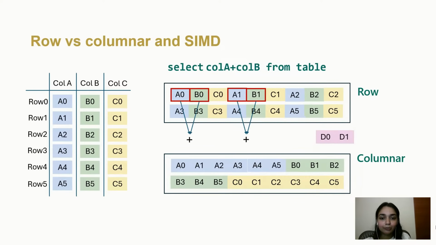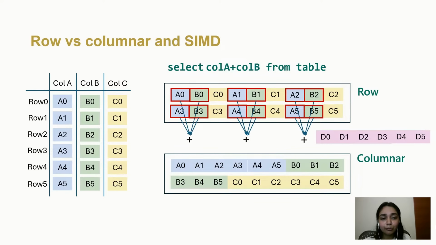So A0 and B0 get added and the result is emitted, then A1, B1, A2, B2, A3, B3, A4, B4, A5, B5. If there was a way to parallelize this, that would be great. And that is exactly what happens when you have columnar with SIMD.